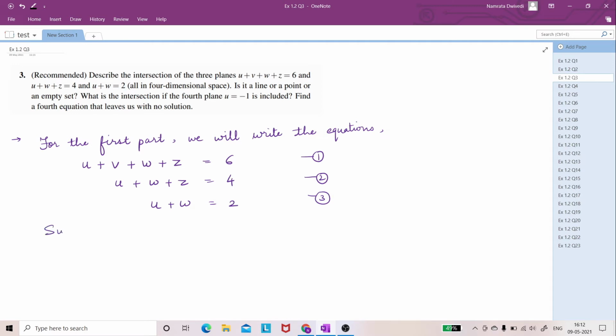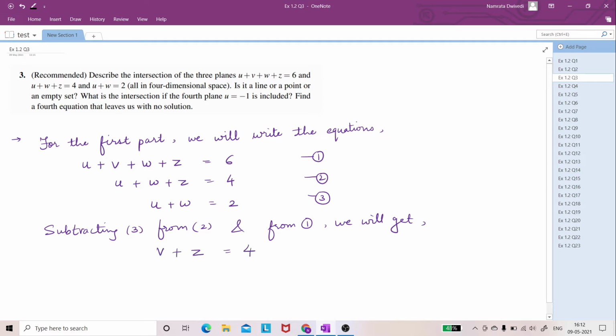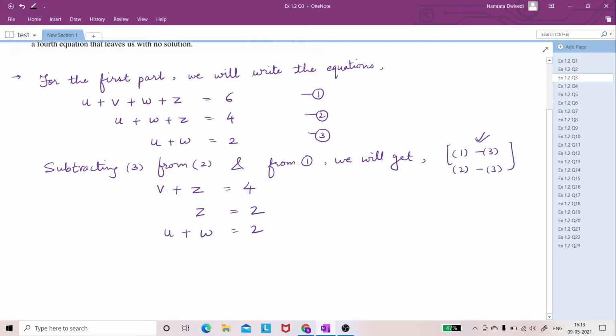Yes, so now what we'll do is we'll subtract. Subtracting 3 from 2 and then from 1. I'll do it together. From the first outcome, we'll get v plus z is equal to 4. Basically we are subtracting 3 from 1 and 3 from 2, so it is 1 minus 3 and 2 minus 3. So first outcome is v plus z is equal to 4. Second one is z is equal to 2. And this one is u plus w is equal to 2. Okay, so this is what we get.